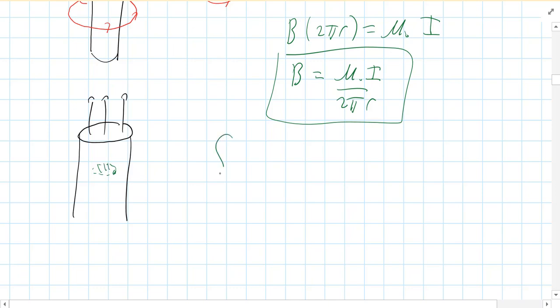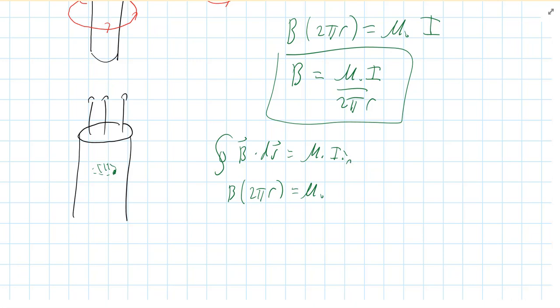So I'm still going to use Ampere's law, the integral of B dot ds equals mu naught I in. The left-hand side is going to be exactly the same as before, B times 2 pi radius of that circle I just drew. But the difference is, what is I in? Well, if you think about it, the total current going through here we'll call I. How much do we capture in this little loop here?